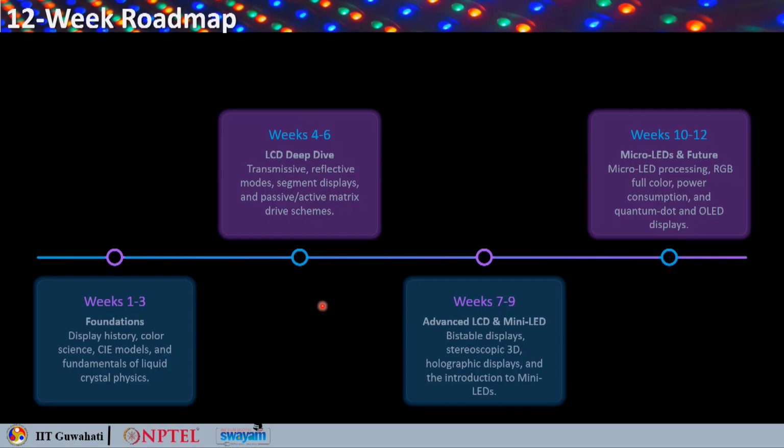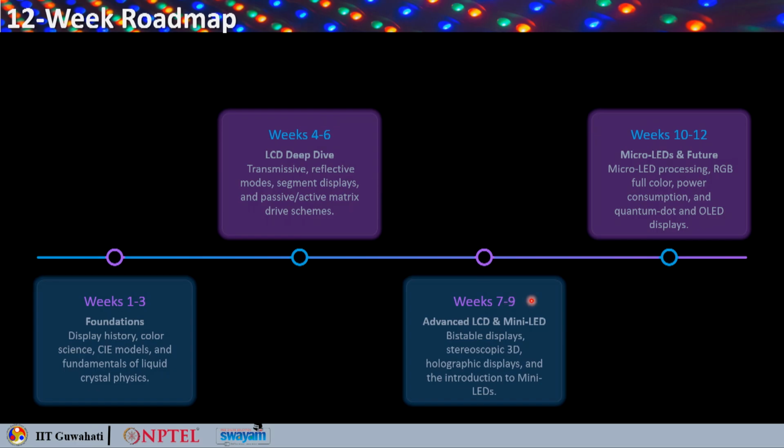So here is a 12-week roadmap of the course. In the first 3 weeks, we'll set up the foundation where we'll talk about display history, color science, CIE models and fundamentals of liquid crystal physics. Then in weeks 4 to 6, we'll deep dive into LCDs, looking into transmissive and reflective modes, segment displays and passive and active matrix driving schemes.